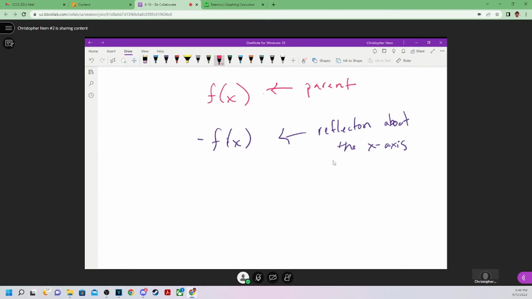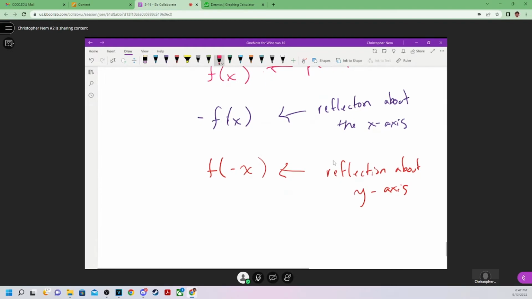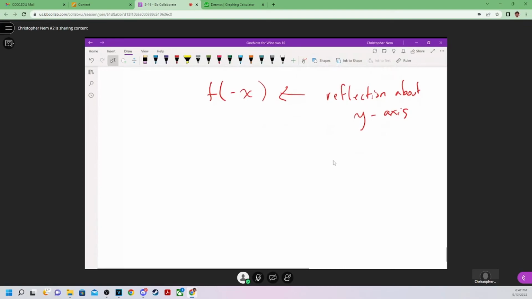Now, if I have f of x and the negative is inside my function, this is a reflection about the y-axis. So, you might have to reflect it through the x-axis or the y-axis. Think of it like a mirror in a sense. So, let's give an example. Let's say f of x equals x squared. Well, this is the parent.